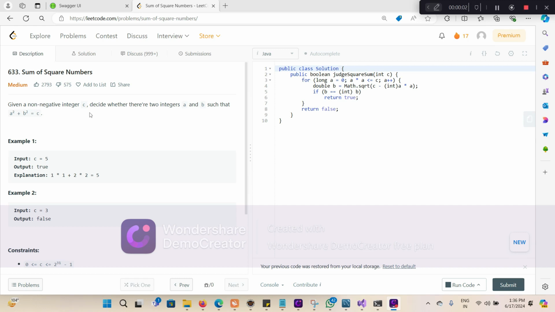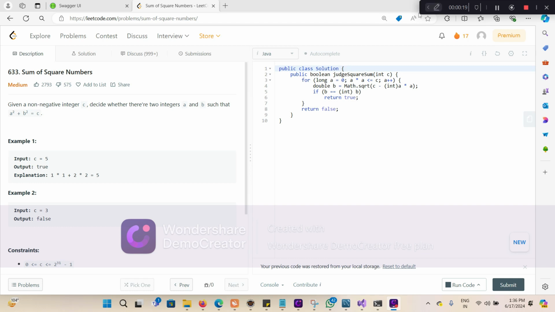Hello everyone, so I'm going to solve this problem, sum of square numbers. Basically one number is given to us and we have to check whether we can express it as the sum of two different integers' squares. The numbers could be different or the same.